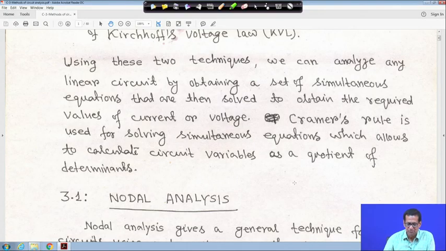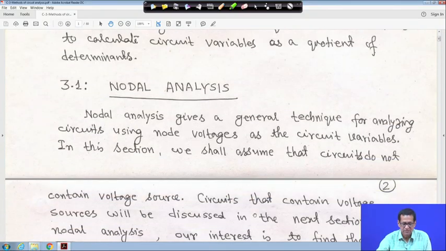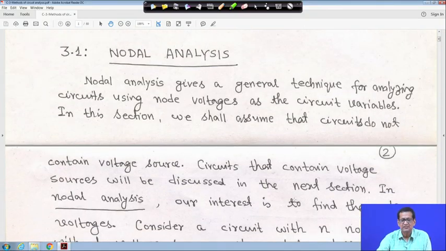So, first is nodal analysis. Nodal analysis is a very powerful tool for solving circuits. Later we will see the difference between nodal and mesh analysis, and which type of circuit suits nodal analysis and which suits mesh analysis. Nodal analysis gives a general technique for analyzing circuits using the node voltages as the circuit variables. In this section we will assume that circuits do not contain voltage sources. First, what will we do?